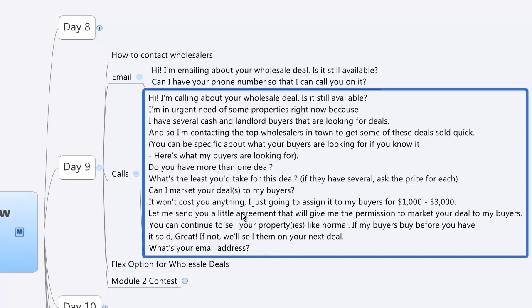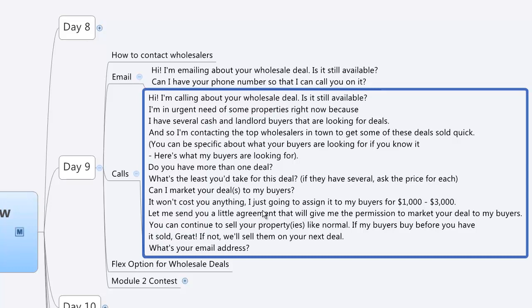Okay, when I talk to them, I don't normally say the word flex option, but if that comes up, it's okay to use that word. I just like to call it a little agreement because it's easier. But a lot of wholesalers already know what a flex option is by now, so it's no big deal if you say such a thing. But for me personally, I just like to use little agreement. It sounds a lot less committed, I guess. But make sure that they're clear.